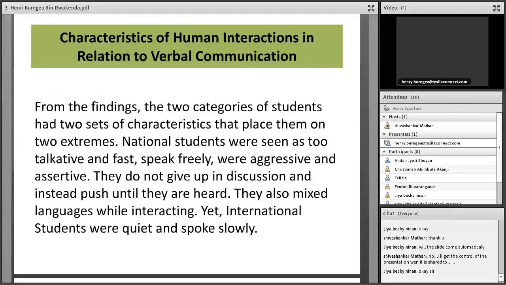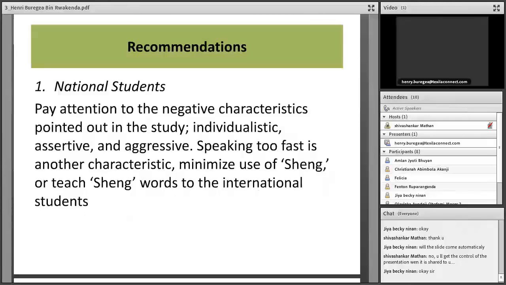Thank you. So characteristics of human interaction were related to perception, verbal communication, and non-verbal communication. According to that, we recommended the following for national students. They have to pay attention to the negative characteristics that were pointed out in the study, so that individualistic, assertive, and aggressive behavior must be reduced, and they must learn that speaking too fast is another problem. Minimize use of slang or teach Sheng words to the international students.